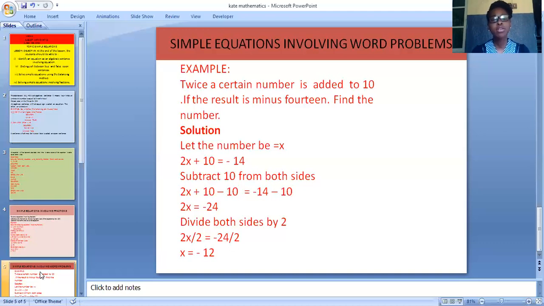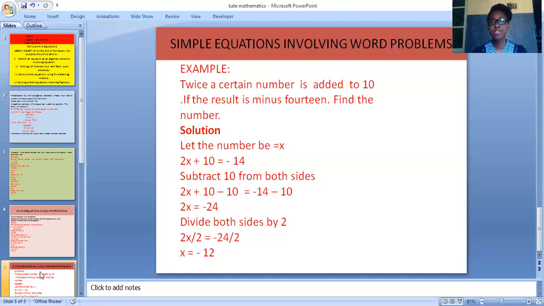So twice of a certain number means 2 times that unknown number. Let our unknown number be x. 2 times the unknown number, which is x, gives us 2x. It is added to 10, that is plus 10, and the result is minus 14, which is equal to minus 14. What do we do next? We subtract 10 from both sides. 2x plus 10 minus 10 is equal to minus 14 minus 10.